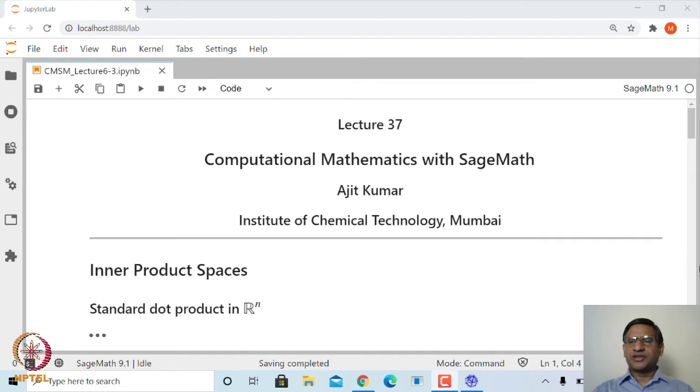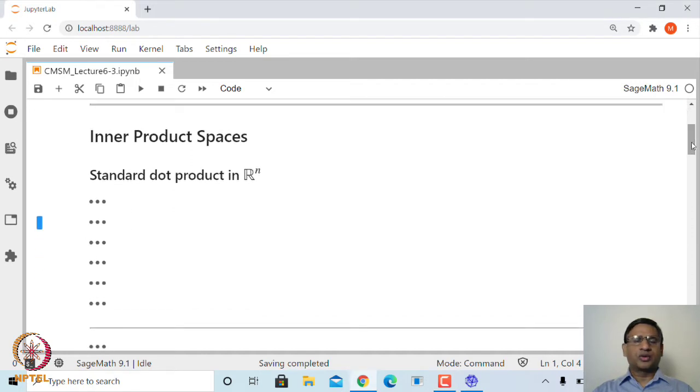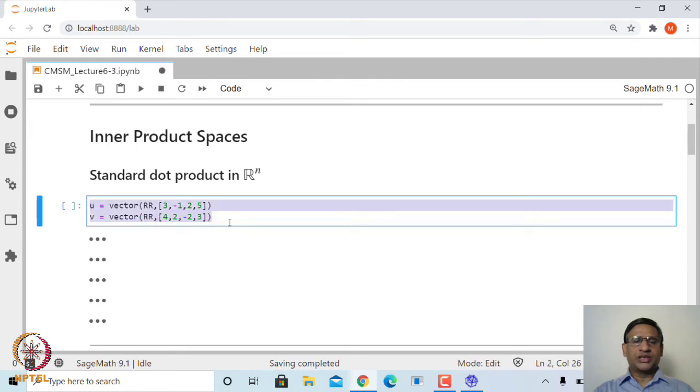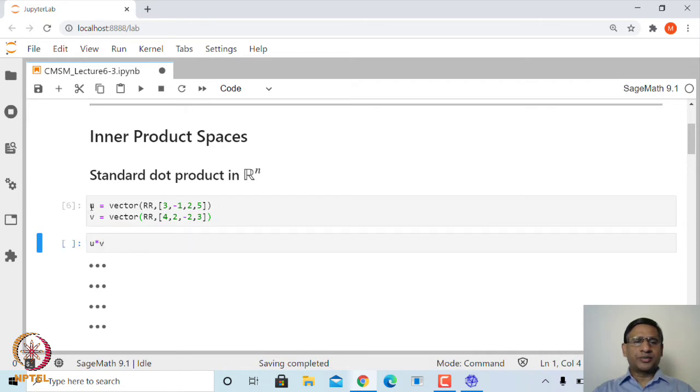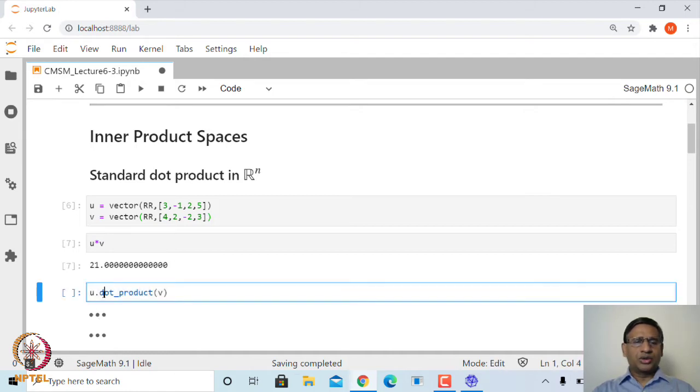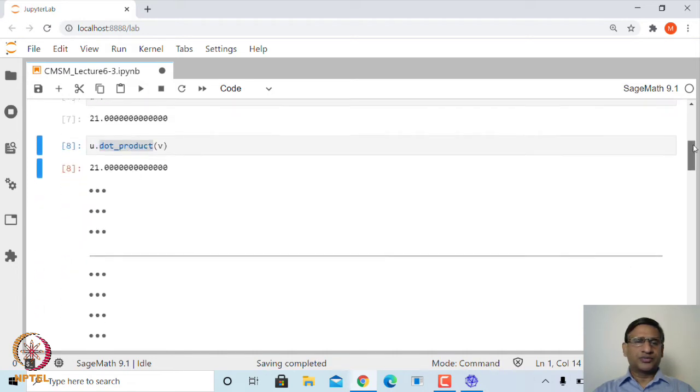So, first let us start with standard inner product on Rn. This we have seen earlier. For example, if you have two vectors u and v in R4, then you can find the inner product, the dot product of these two vectors, using the star command. If you say u star v, it will give you the dot product of u and v, or you can say u dot underscore product in the bracket v. So, u dot underscore product is a method inside SageMath in order to find the dot product.